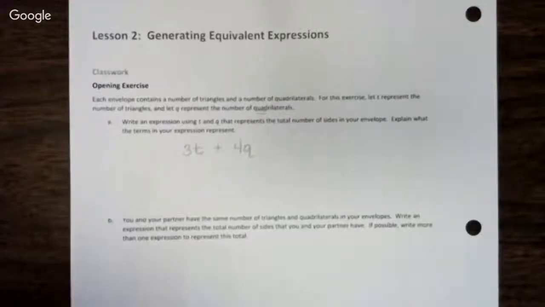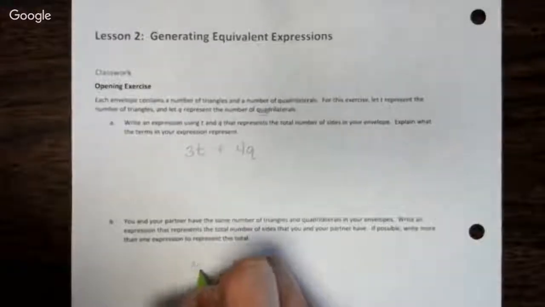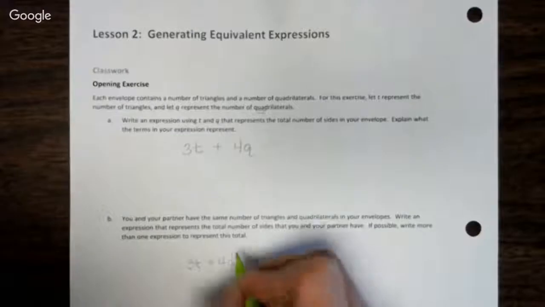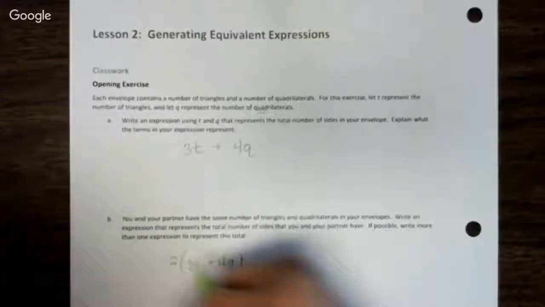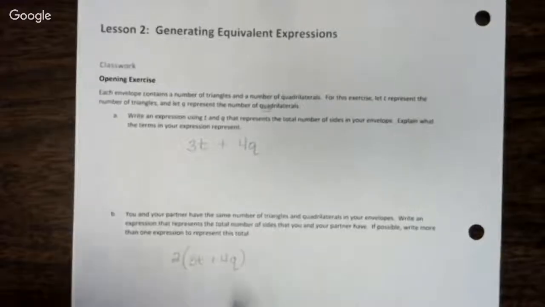Now, part B says you and your partner have the same number of triangles and quadrilaterals in your envelopes. Write an expression that represents the total number of sides that you have together. So we have 3T plus 4Q. That's how many you had. But there's 2 people, so we can just multiply that by 2. Now, is there another expression that we could write instead of just multiplying this by 2? Think about this.